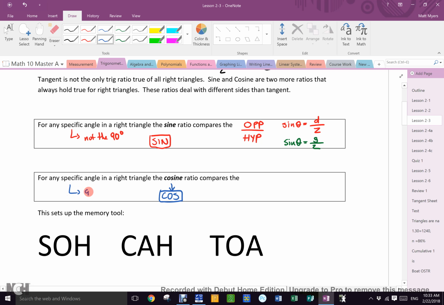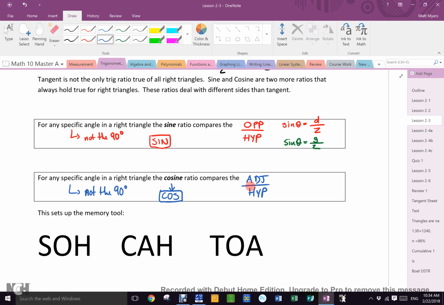Again, I don't work with the 90. I only work with the other two. Now, you guys are smart people. We've done opposite over adjacent. We've done opposite over hypotenuse. What's the only one left? Adjacent over hypotenuse.